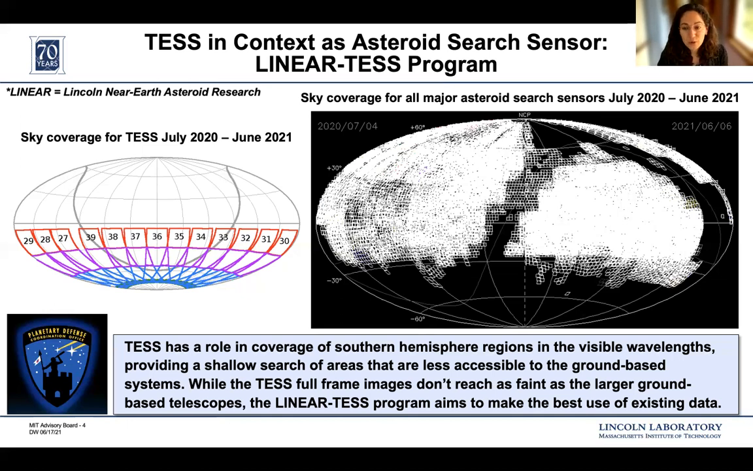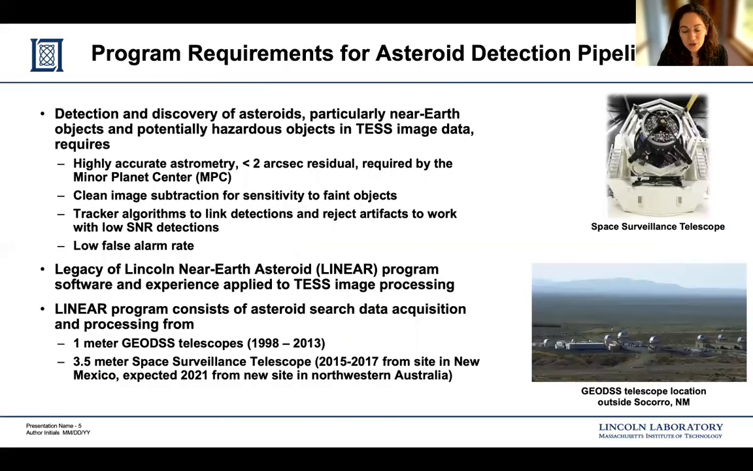So in order to have a useful asteroid search sensor, what do we need for it? Well, the detection and discovery of asteroids, particularly near-Earth objects and potentially hazardous objects, requires highly accurate astrometry. We're looking for moving objects. We need to know exactly where they are, preferably less than 2 arcsecond residuals, which is less than 1/10 of 1 pixel for the TESS sensor.